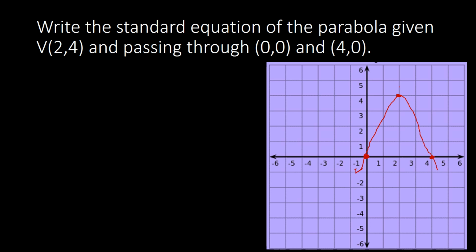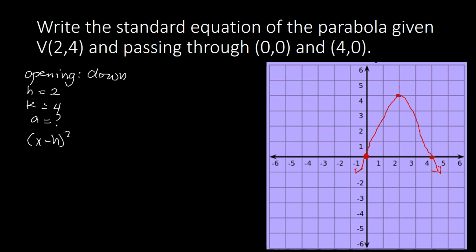So your parabola will be opening downward because we are to connect that one with those 2 points, because our parabola passes through them. So we have our opening, which is downward. And then we have our h, which is 2, our k, which is 4, our a, which is unknown. So starting off with our standard equation, we have x minus h squared, because that is downward, equal to negative 4a times y minus k.